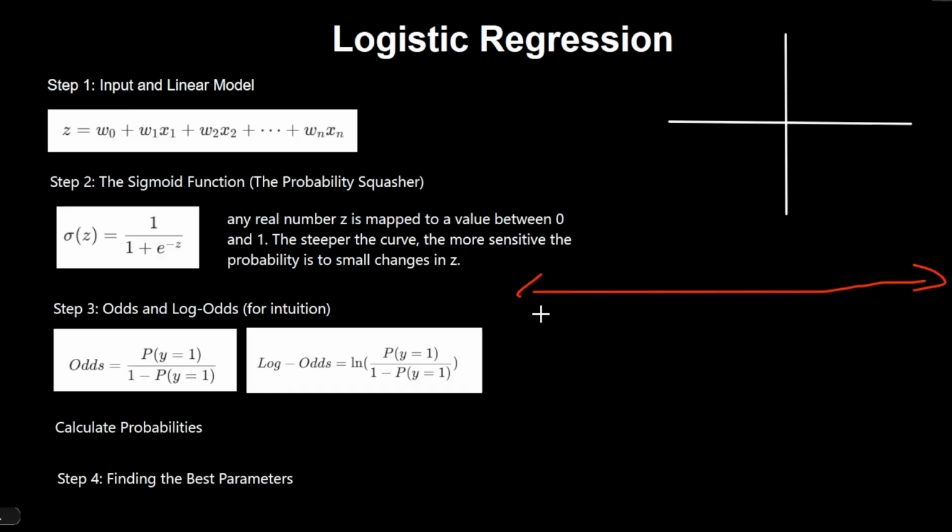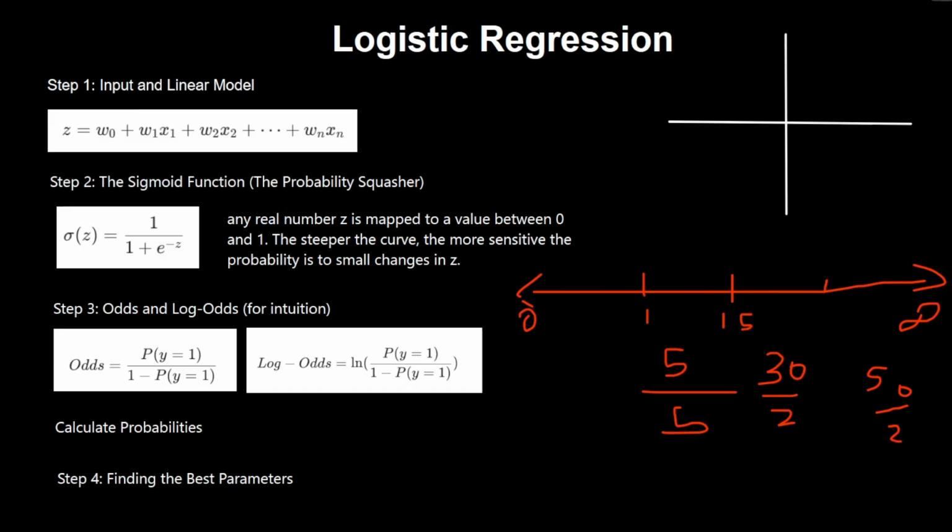We have the number line here. You know that the odds range between 0 and infinity. Here we have the value 1. If the odds are perfectly equal, 5 by 5, in that case you will have 1, which is the midpoint. And if the odds are in favor of the event, we'll have a bigger numerator, let's say 30 by 2 or 50 by 2. Here we'll have 15, and here we have 25.